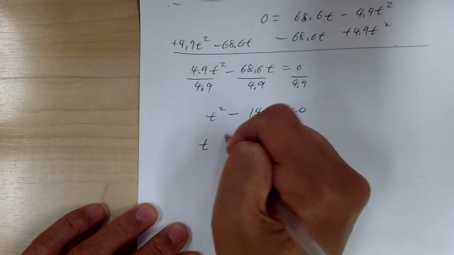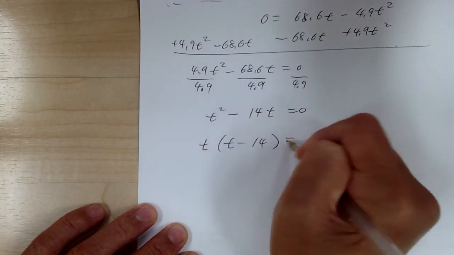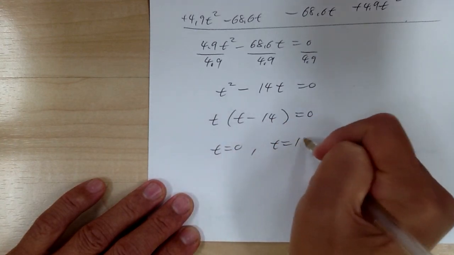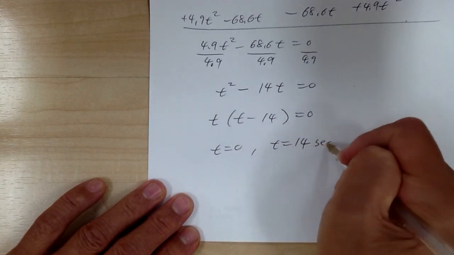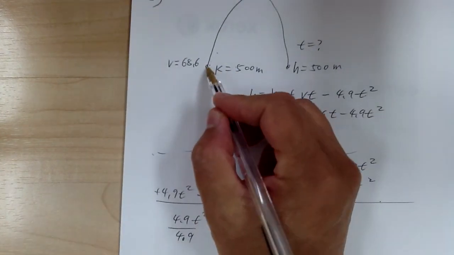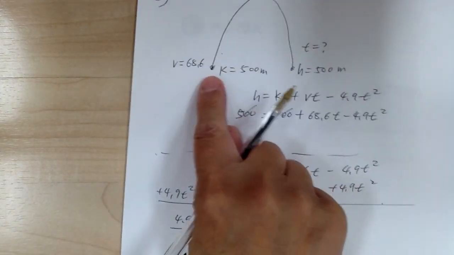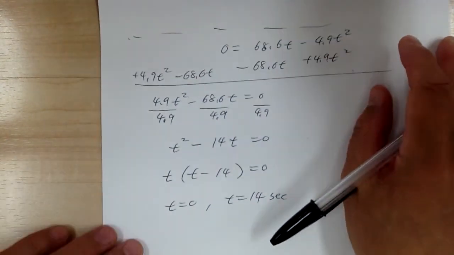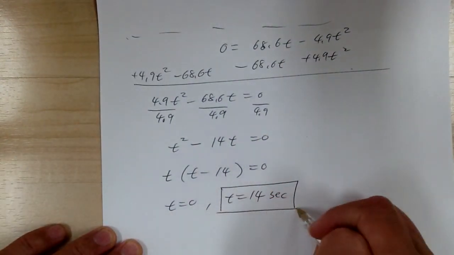Again, do the factoring. So you got t equal to 0, and you got t equal to 14 seconds. And again, the t equal to 0 is when it's at the start, right? And this is 14 seconds later. It's right over here. Okay, so the answer would be t equal to 14 seconds.